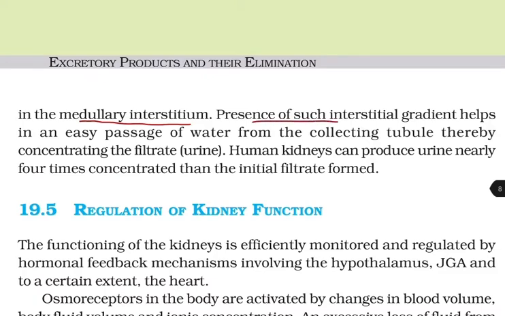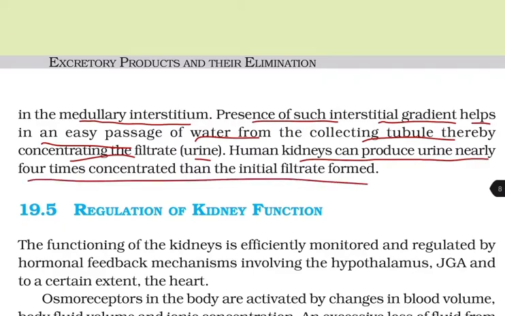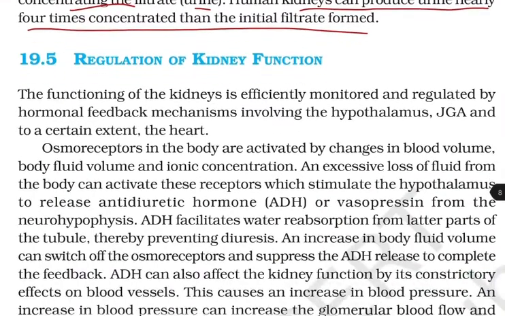In the medullary interstitium, the presence of such an interstitial gradient helps in an easy passage of water from the collecting tubule, thereby concentrating the filtrate, that is urine. Human kidneys can produce urine nearly 4 times more concentrated than the initial filtrate formed.